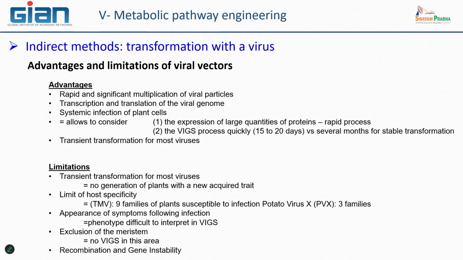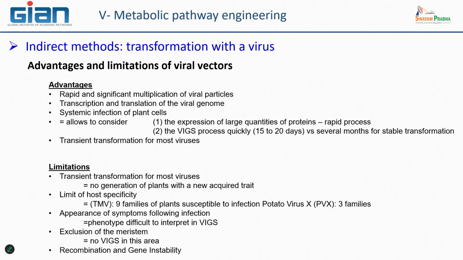The limitation is that the transformation is transient for most viruses, and there is no plant regeneration afterwards. So if you then want to stabilize this type of modification in plants, you need to come back to the Agrobacterium process in order to generate plant transformation.